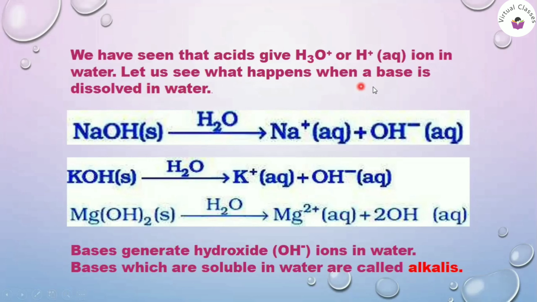Let us see what happens when a base is dissolved in water. NaOH in solid state is dissolved in water to release sodium ions and hydroxide ions. In the same way, potassium hydroxide is also dissolved in water to release potassium ions and hydroxide ions. Same is the case with magnesium hydroxide also. Hence, you can see bases generate hydroxide ions in water. Those bases which are soluble in water are called alkalis.